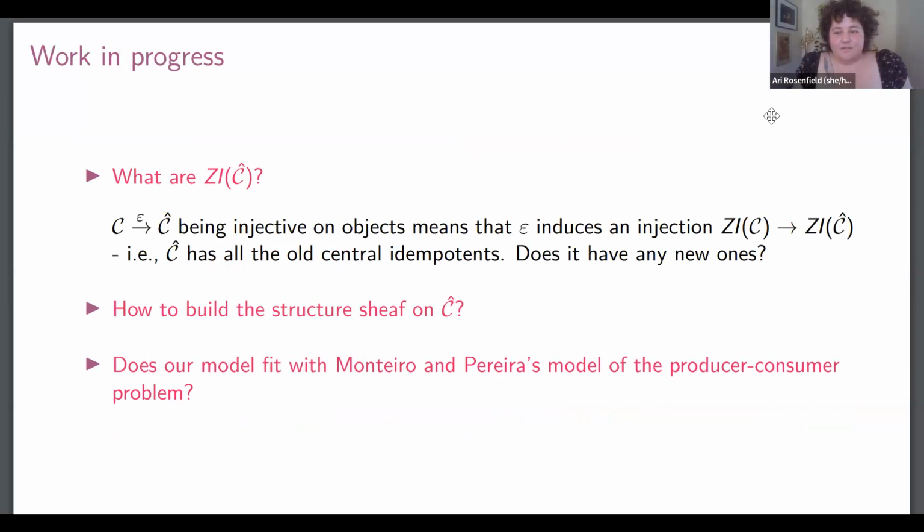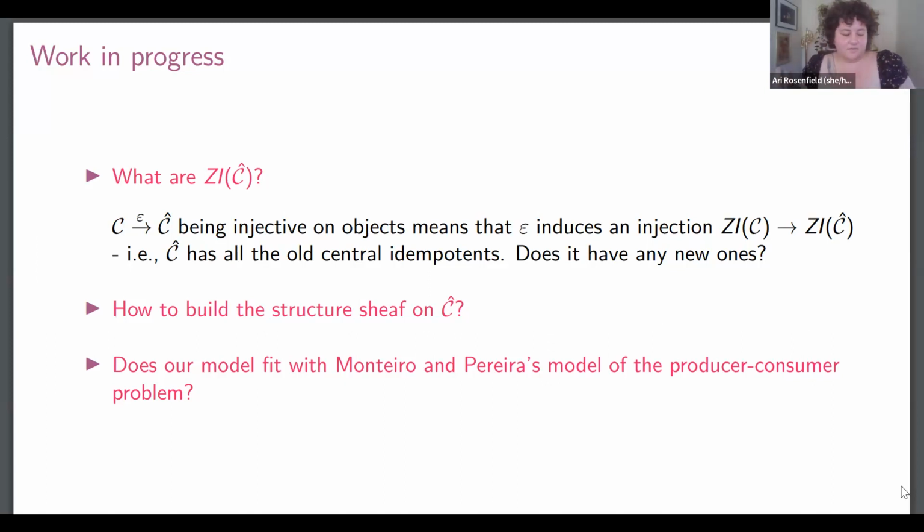Okay, so here are some questions for the near future, hopefully. First of all, what are the central idempotents of this new category? So we know that we have an injection between the central idempotents of our old category and the central idempotents of the pushout C hat. But we hope that C hat has some new central idempotents, so some new locations for agents to communicate in. And then we'd like to know how to build the structure sheaf on C hat.